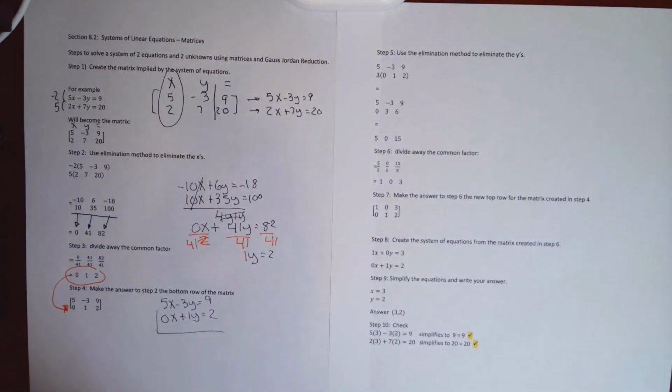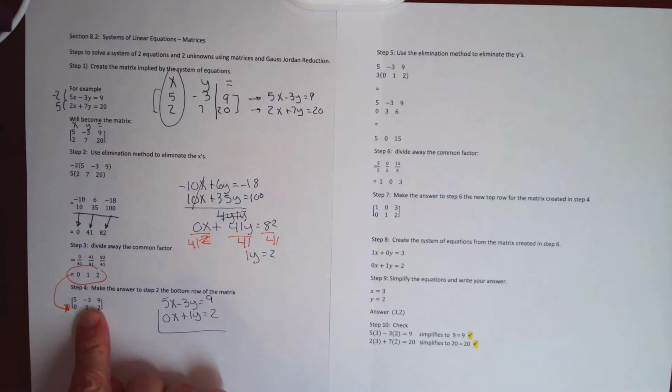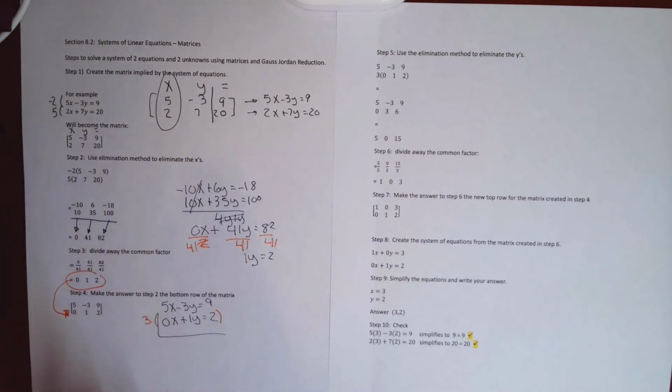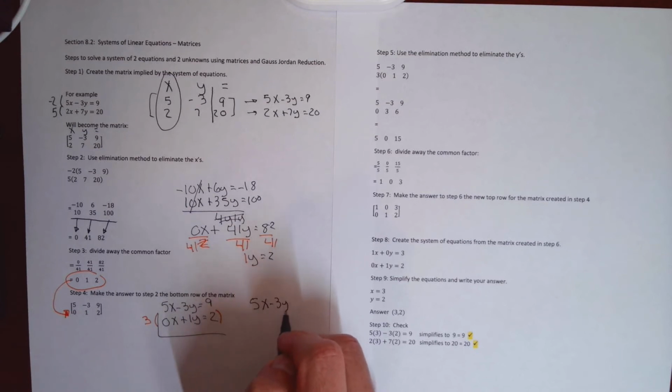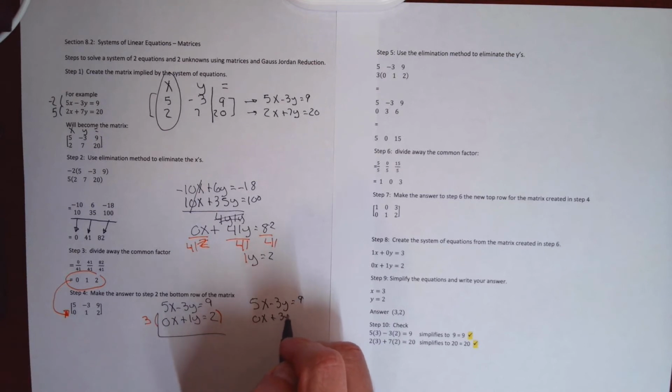So what I need to do is look at this system of equations, which is what that is equivalent to, and drop out the y's. Well, how would I drop out the y's? I'd get the same number with opposite signs. So I'd multiply the bottom by 3 to drop out the y's, and I would get 5x minus 3y equals 9, and 0x plus 3y equals 6. Add these together. This would give me 5x equals 15. I would divide by 5, and get x equal to 3.